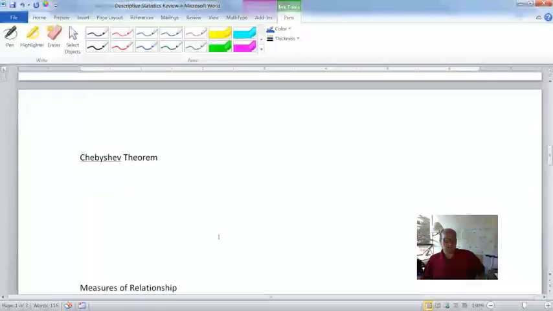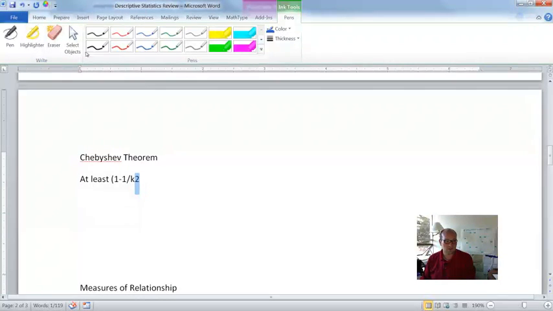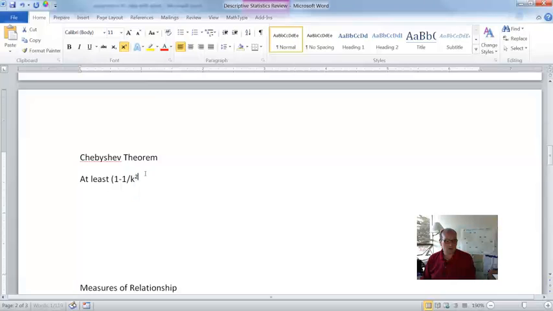So we're good there. Chebyshev's theorem. Chebyshev's theorem is essentially the same thing, except that it will work for any distribution. And it becomes even easier. In fact, I've got to look at my notes, but these are in your notes: 1 minus 1 over k squared of the items in any distribution fall within plus or minus k standard deviations.